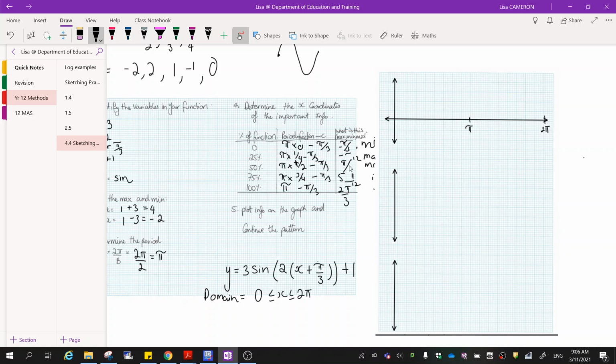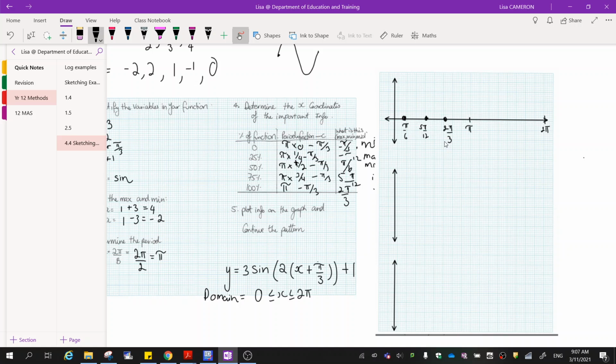So the first one I have is pi on 6. So I'm going to represent pi on 6 as being about here. So there's pi on 6. The next one is 5 pi on 12. So that's slightly less than half. So that's going to be about there. So 5 pi on 12. The next one will be 2 pi on 3, which is slightly more. So 2 pi on 3.